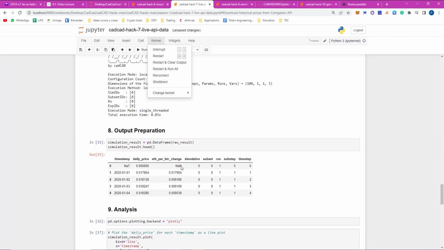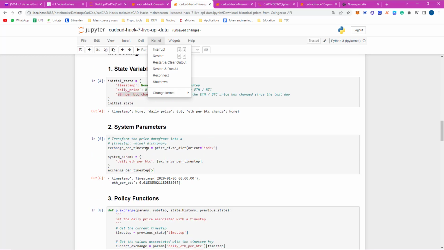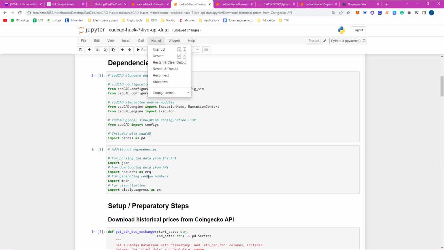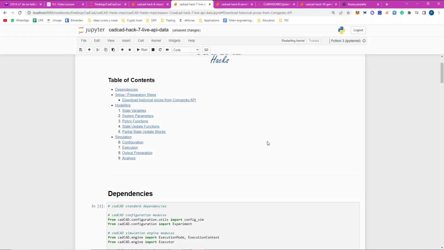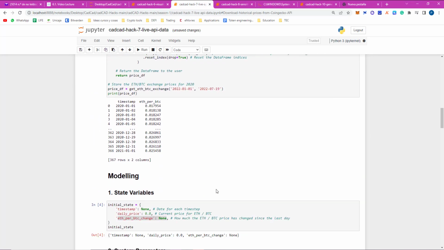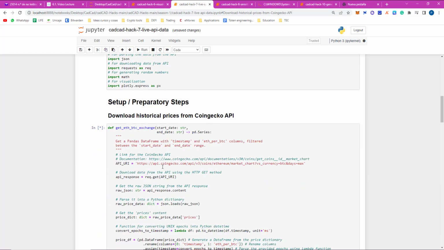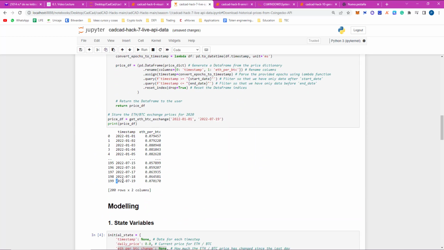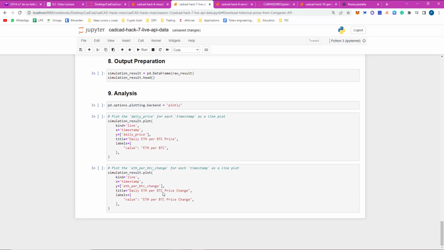Where was that? It's probably going to output 300 days. Yeah, and it's probably going to output an error because we don't have 300 days yet. But let's see what's going to happen. Let's see if it ran. It did run actually. It did get a price per BTC. Nice. Pretty good. So it's updated.